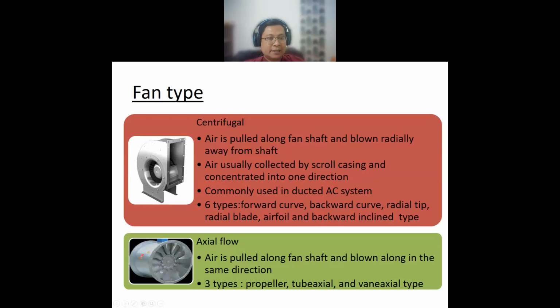While radial means perpendicular to the axial, meaning the force will be around 90 degrees from the axial, here around the tip of the blade. This is the force of the centrifugal, so that direction we call radial. Air is usually collected by a scroll casing and concentrated into one direction.